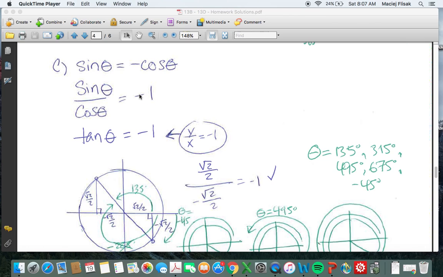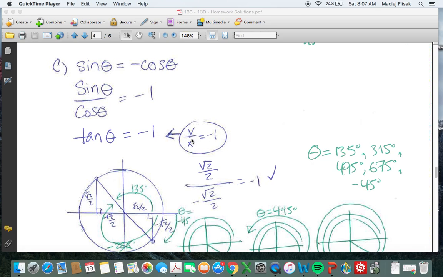It's not root 3 over 2 or root 2 over 2 or 1/2. But sine over cosine is familiar because that's tangent. So I'm going to rewrite that as tangent. And tangent of theta equals negative 1. So what is that telling us? Tangent is always y over x, right? So y over x must be negative 1.